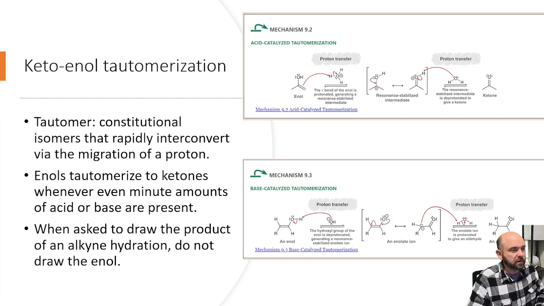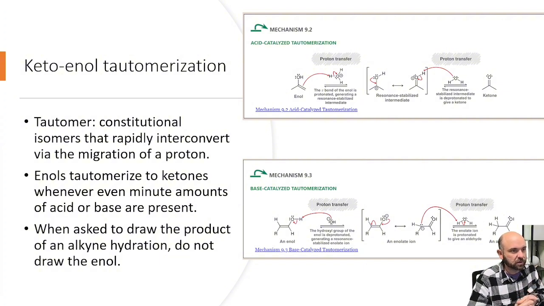So here's a look at the so-called keto-enol tautomerization, a little bit closer look at its mechanisms. Like I said, it's kind of impossible to prevent because it can be catalyzed by either a single molecule of acid or a single molecule of base, and it takes place very quickly. So we can't really isolate enols.